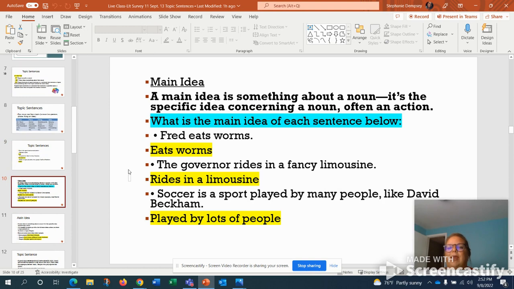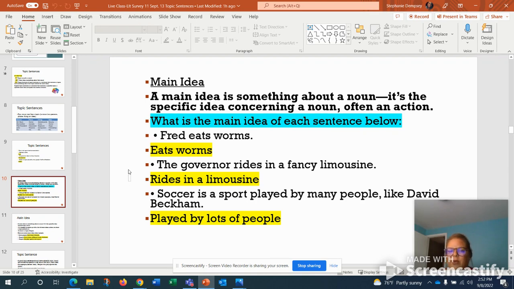So if we think about our main idea, we're going to kind of look at it in the opposite way now. So a main idea is something about a noun. It's the specific idea concerning a noun, often an action. So what is the main idea of each sentence below? Well, Fred eats worms. It's this idea of Fred that we talked about a minute ago. Fred was the topic of the sentence, but he eats worms. That's the main idea.